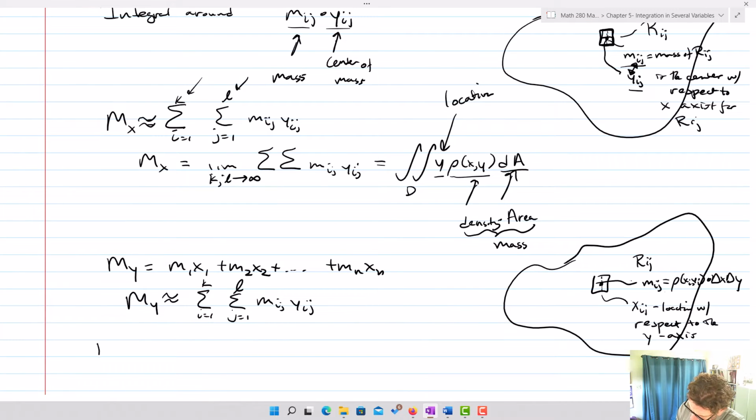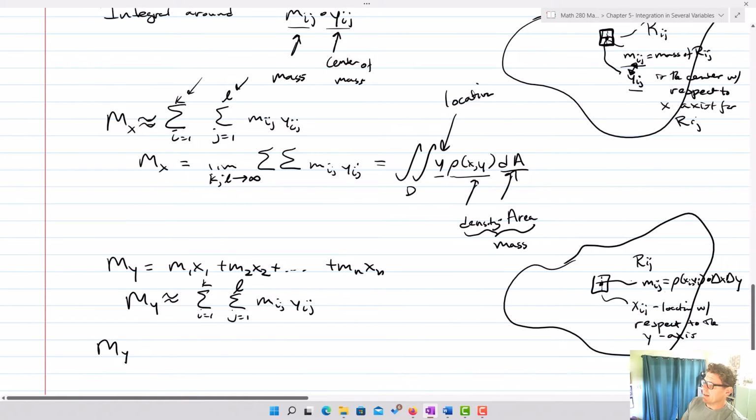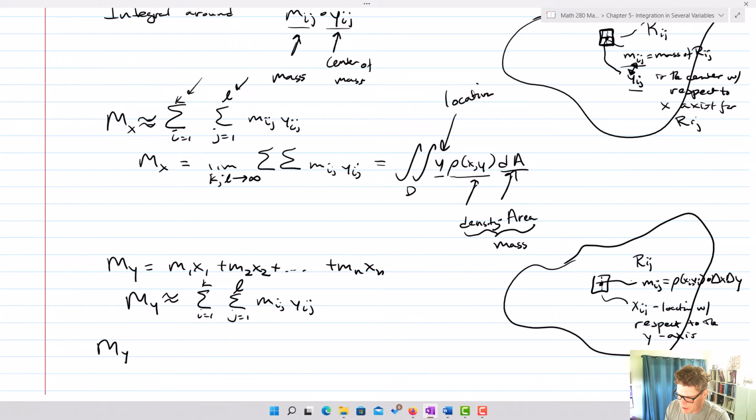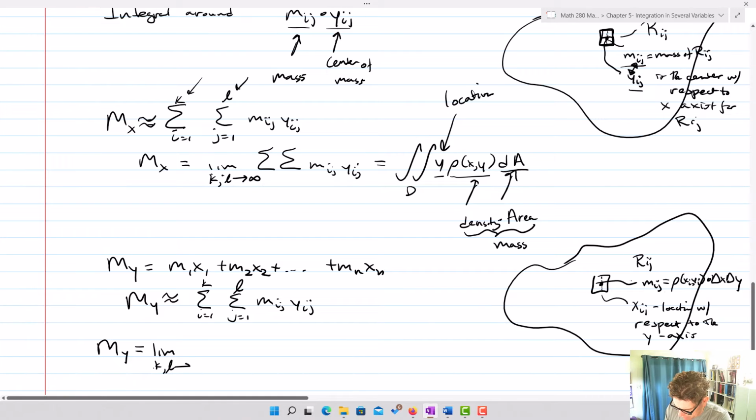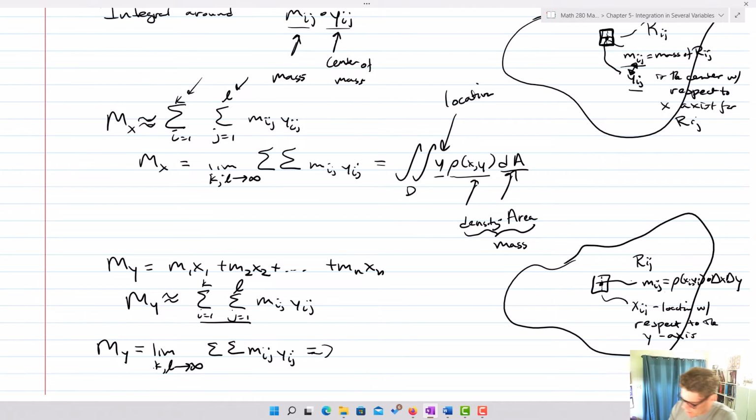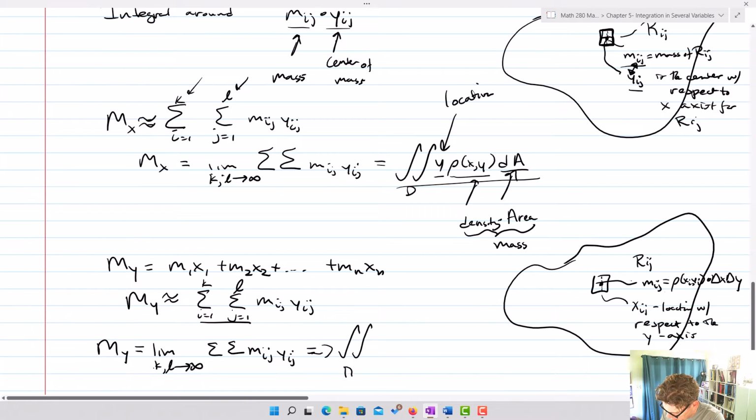And if we want to now get the most concrete way of writing this, we're going to take the limit to infinity so we can get our integral. So we've got the limit as k and l go to infinity of that double sum. Okay, same thing as we have here, the double sum of m_ij, y_ij. And that ends up equaling, if I rewrite this and go a step further than I did here, the integral over the region D.